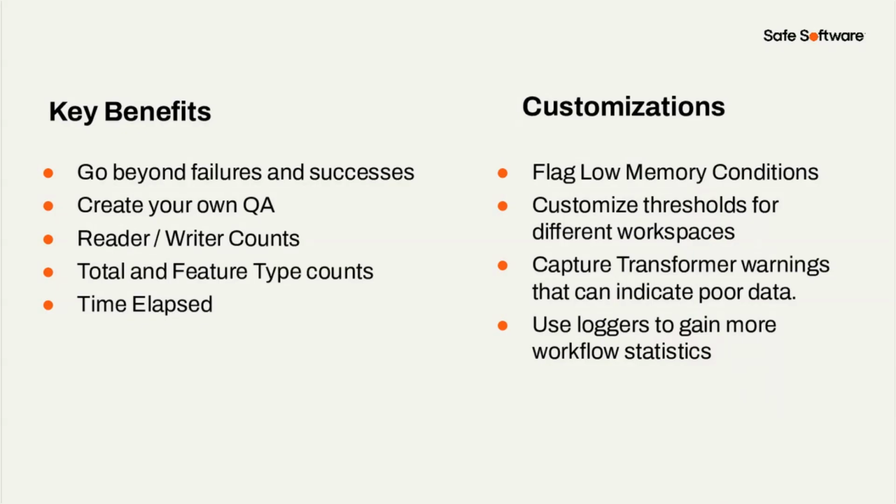You can change your thresholds. You can capture warnings from transformers to indicate poor data quality. Potentially, you have a validation process, and if it's catching more than the average, you want to flag that to say, hey, the data quality coming in is worse. You can use loggers and gather whatever you want and measure it.